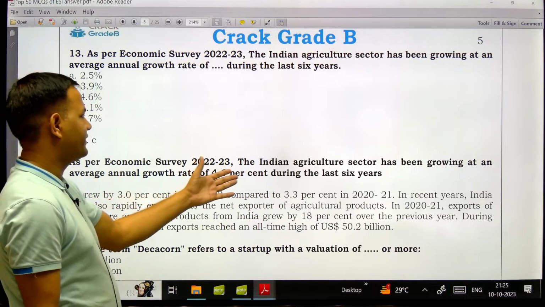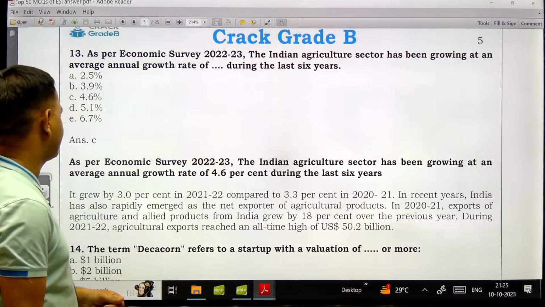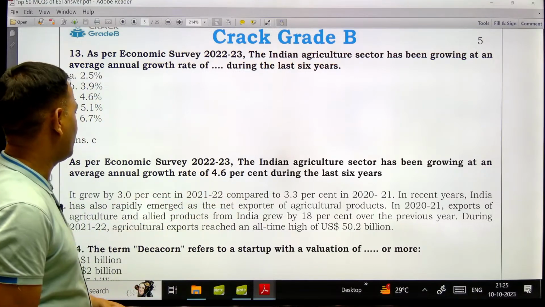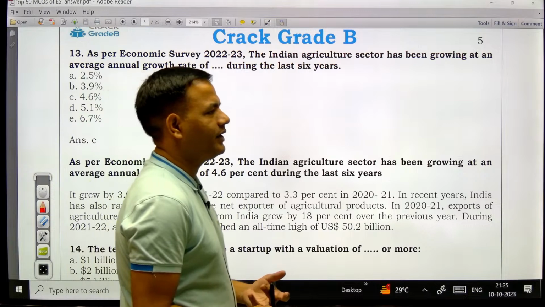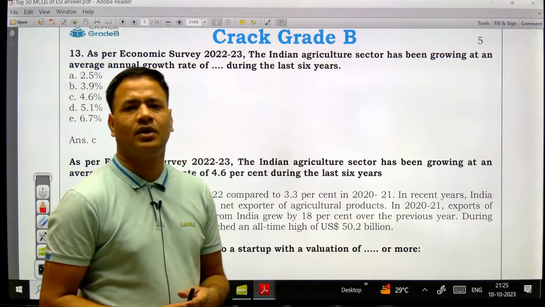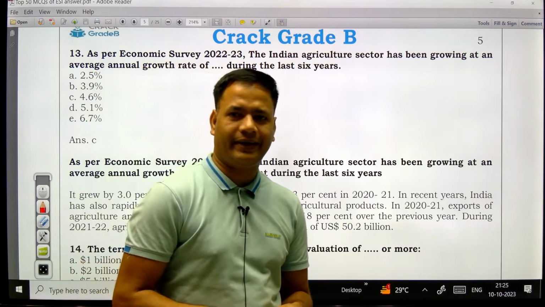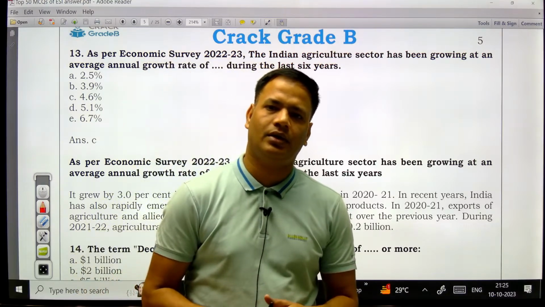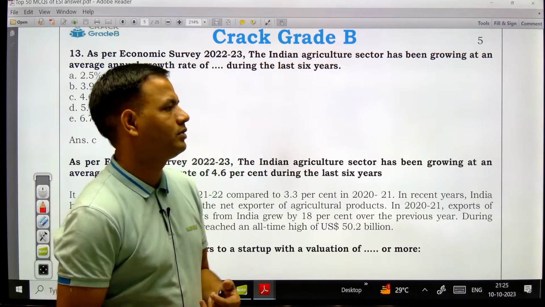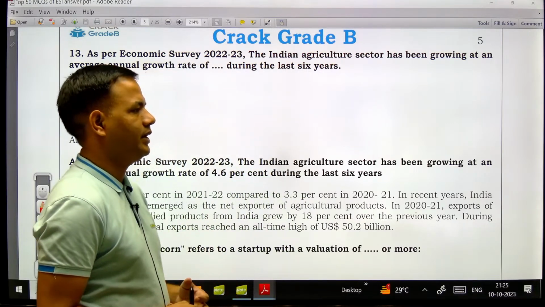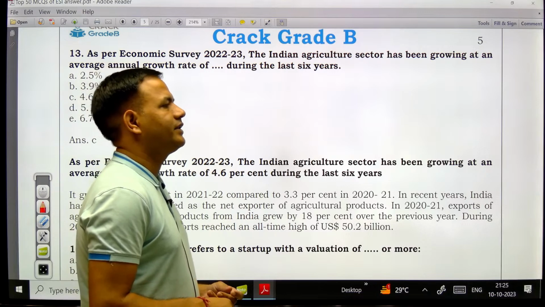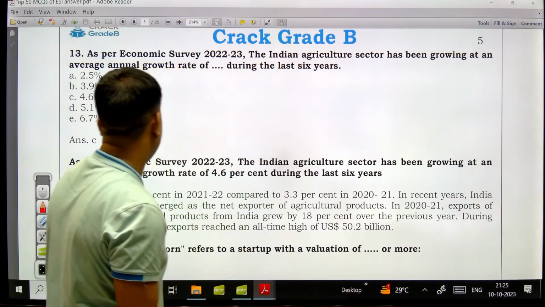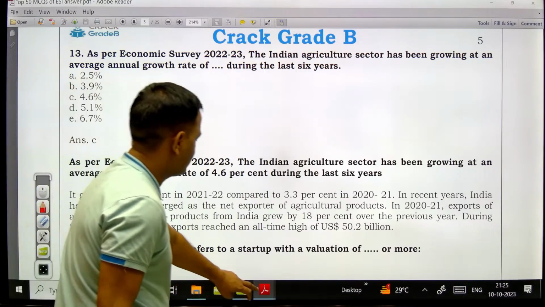Agriculture sector has been growing at an average growth rate of 4.6%. What is the growth rate for 22-23? Anyone can guess what is the annual growth rate for the agriculture sector for 2022-23 as per the NSO? Yes, it is 4%. Yes, Rohit, it is the right answer. It is 4%.